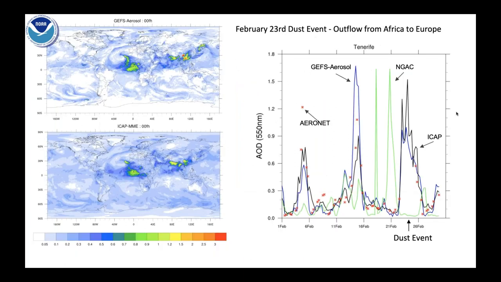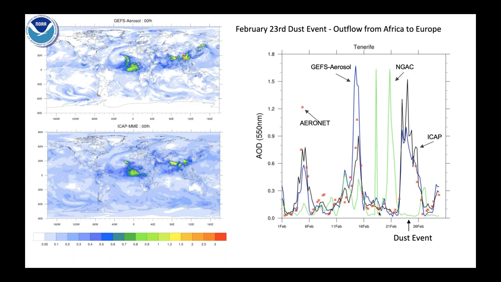And so just to go into a more case study approach, there was a big dust event in early February, actually, where we had this ejection out of Morocco, and it actually spread up and went out over Europe. On the right-hand side, you can see the Tenerife AeroNet location and just comparing. So in blue is the GEFS aerosol, in red is the AeroNet data. ICAP is an ensemble analysis, and NGAC is the operational model.